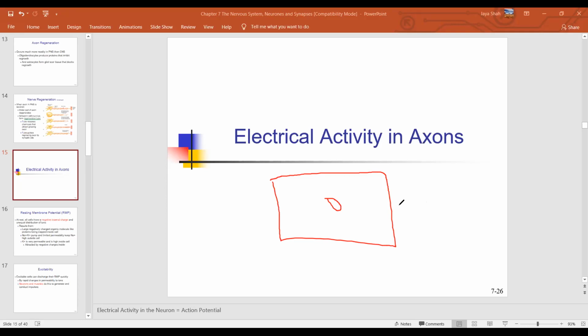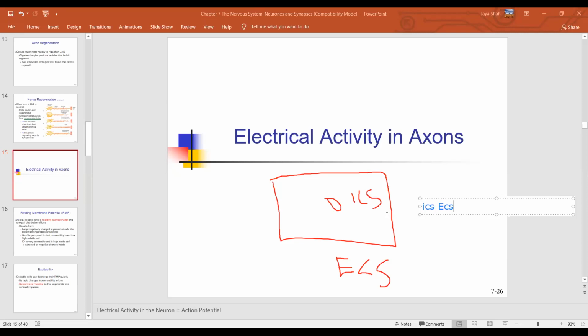Now, what is the characteristic of a cell? So this is the intracellular space of a cell, ICS, intracellular space. And this is extracellular space. This is so hard to write with this. Okay, so ICS and ECS. Extracellular space and intracellular space.